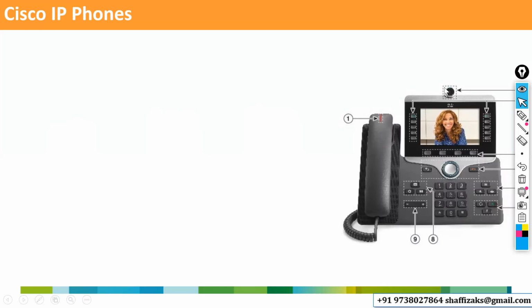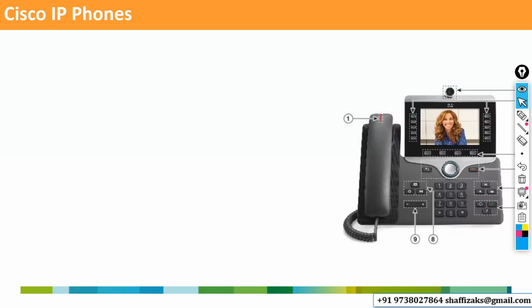Then this is the camera. By default you can make an audio call. If you want to make a video call and both ends have video endpoints, then you can make a video call using this camera. And here you can see the LCD screen. Depending on the model, the 88 series has buttons on the left and right of this LCD screen.